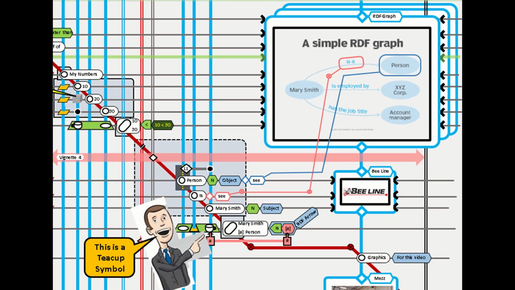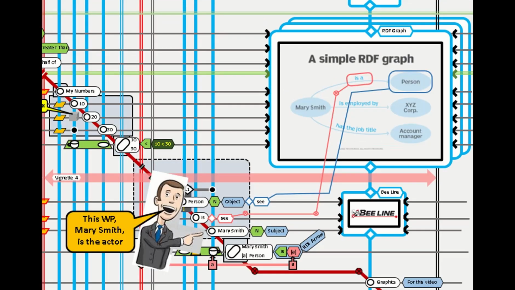This is a teacup symbol, as we British love our tea, and the teacup denotes which white pearl serves as the actor that performs some action, in this case that white pearl being Mary Smith.